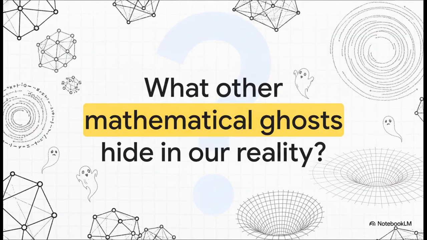So here's a final thought to chew on. If the completely discrete arithmetic data of numbers can physically weave the gravitational layout of our universe, what other mathematical ghosts are hiding in the fabric of our reality?